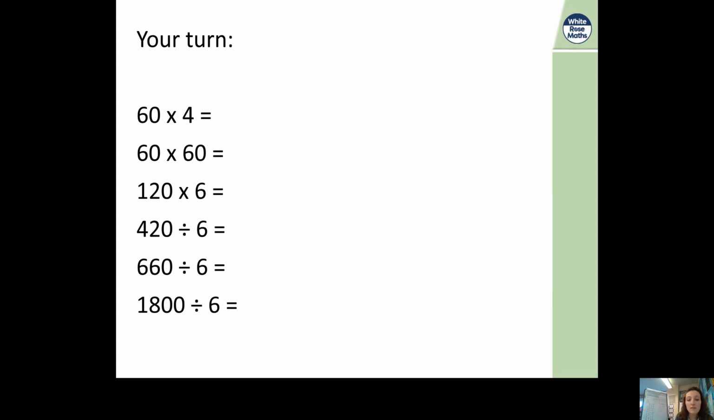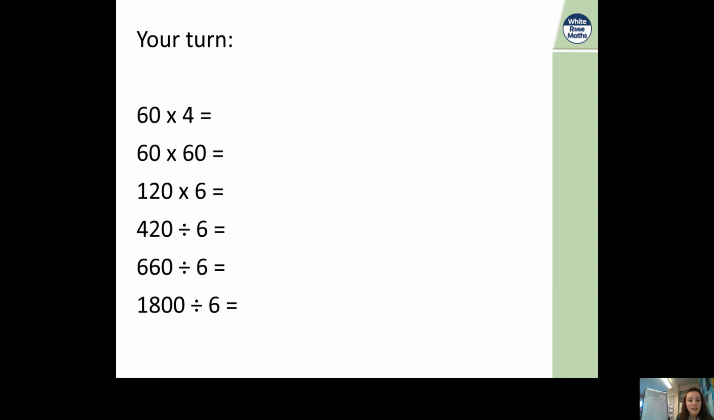60 times 60. So we know 6 times 6 is 36. But both of those numbers there are 10 times bigger. 10 times 10 is 100, so we have to make our answer 100 times bigger, so 3,600. Next, 120 times by 6. Now, we know 12 times 6 is 72, so we need to make our answer 10 times bigger, 720.